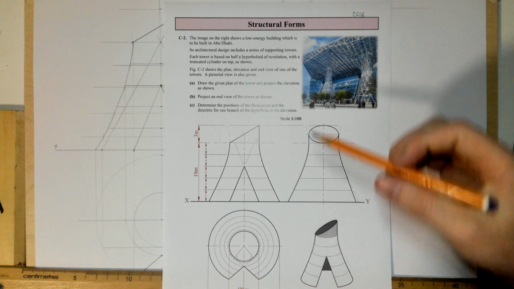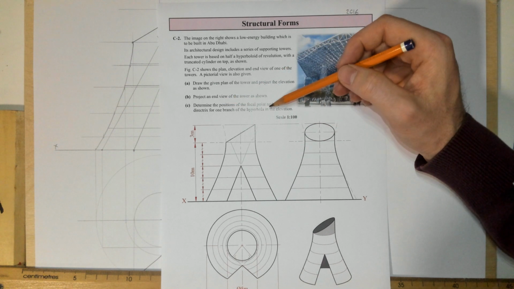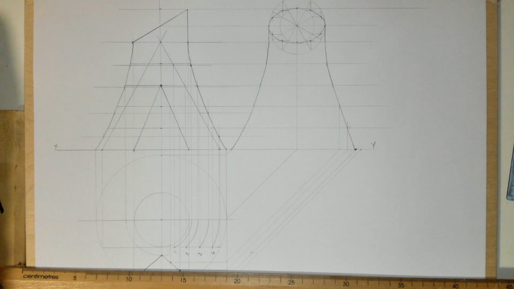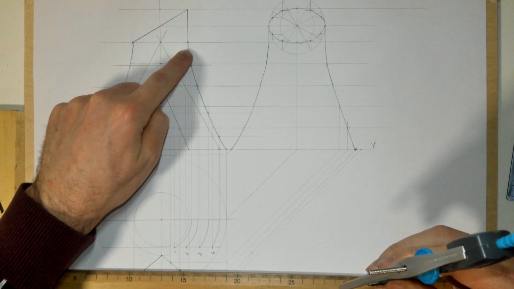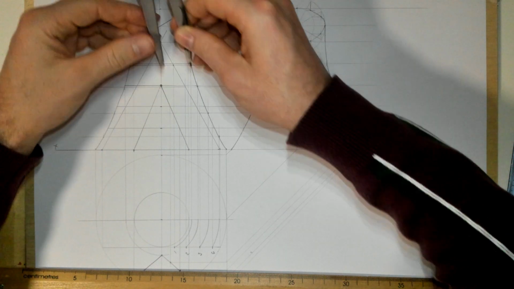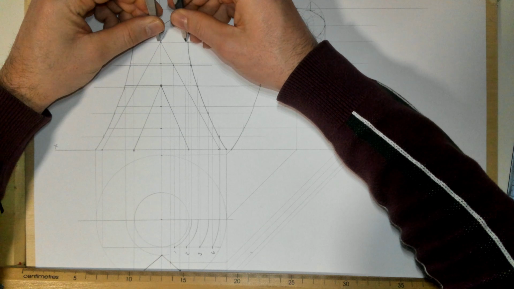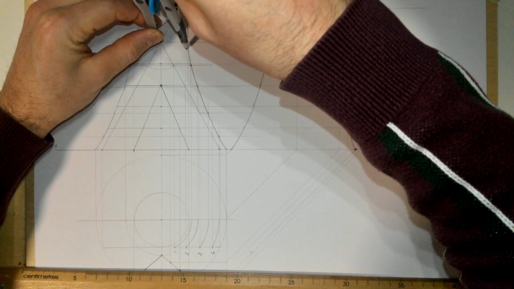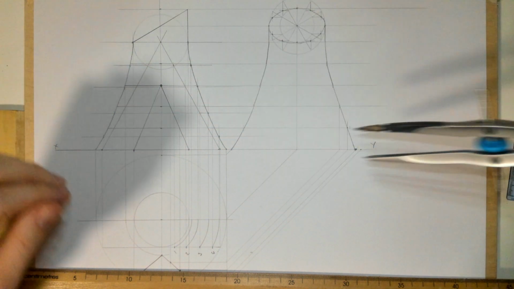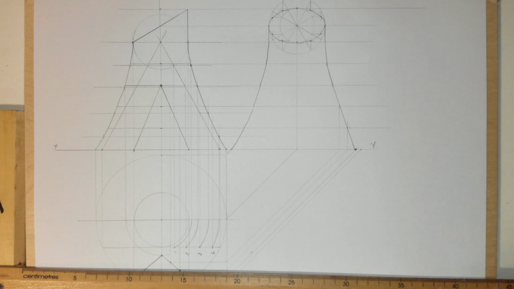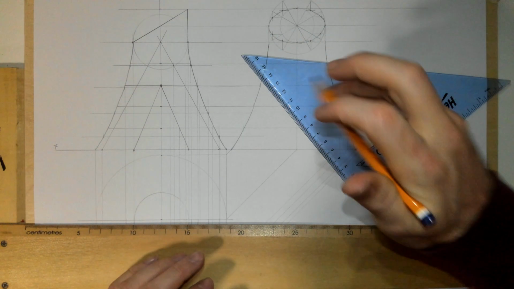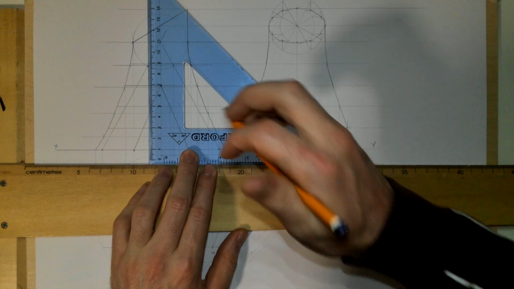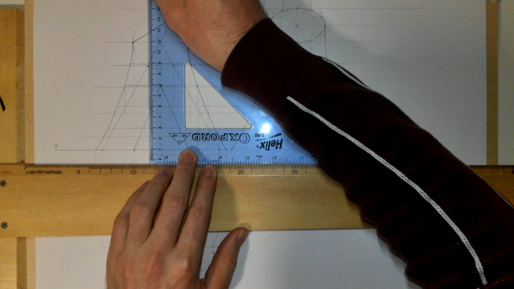Part C then, determine the positions of the focal point and the directrix for one branch of the hyperbola in the elevation. Okay, so to get that, same method as usual for this. Draw your sphere inside your double hyperbola there with a center point on the point where the asymptotes cross, and just draw your circle there at the top. So it fits in neatly there. And then the directrix, it only asks for one of the branches, is where the asymptote hits that circle. So that line there would be your directrix. You could do it on either side, it doesn't matter.